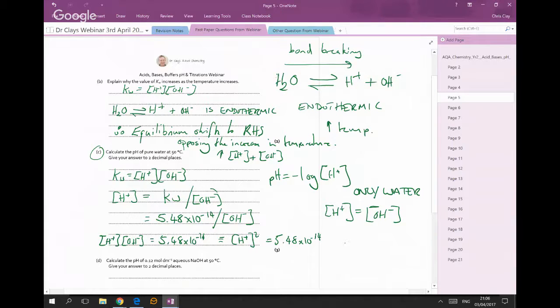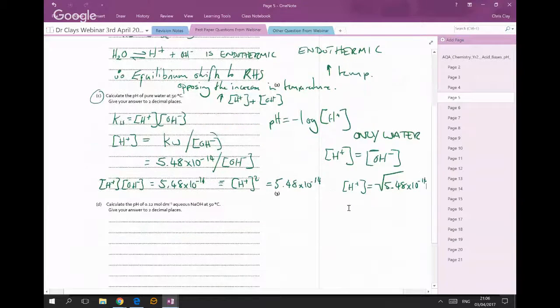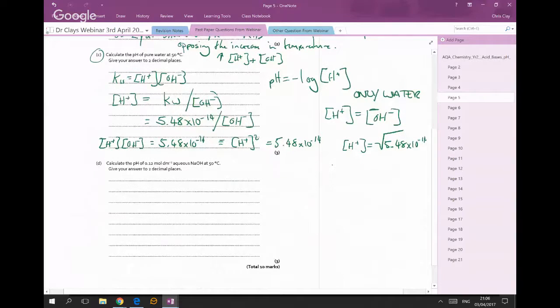Therefore, the square root of this is equal to the hydrogen ion concentration. If we work that through, I'm running out of a little bit of space here. The hydrogen ion concentration, this is your first mark in this particular question, will be equal to 2.34 × 10⁻⁷.